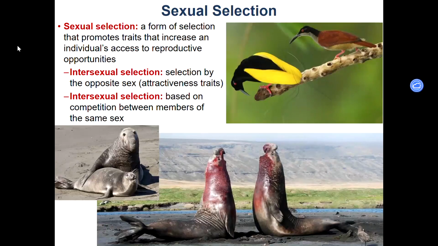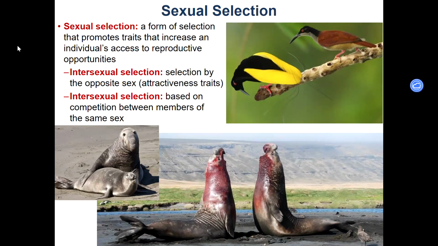So another form of natural selection is sexual selection. Sexual selection promotes traits that increase an individual's access to reproductive opportunities. So it doesn't matter if you're super well adapted to your environment. If you cannot attract a mate, you will not pass on your alleles to the next generation. So your fitness would be 0.